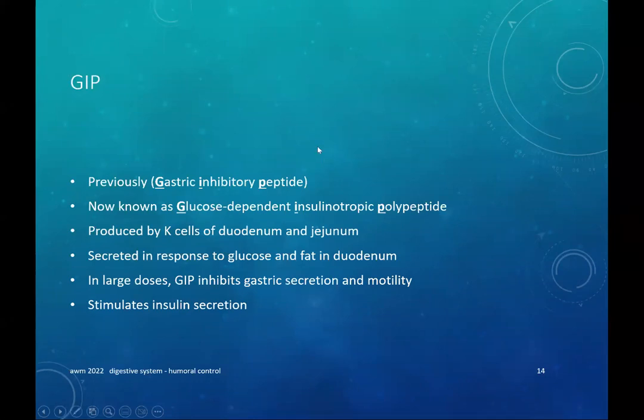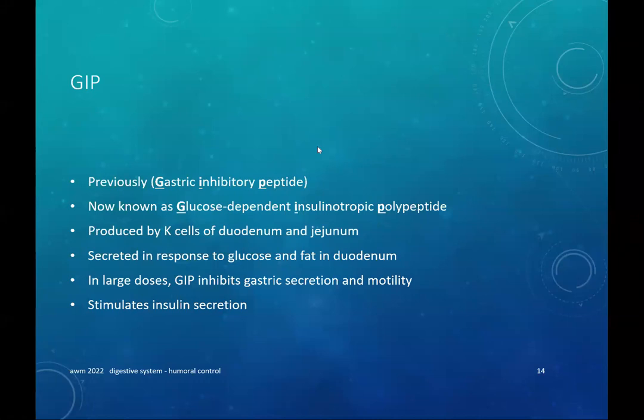Now, GIP is another interesting peptide. It's known, or it used to be known as gastric inhibitory peptide, because what they noticed is that when it was added or injected into the bloodstream, it caused an inhibition of gastric function. But now with more experimentation and the technology that we have now, they renamed it so that now it is known as glucose-dependent insulinotropic polypeptide.